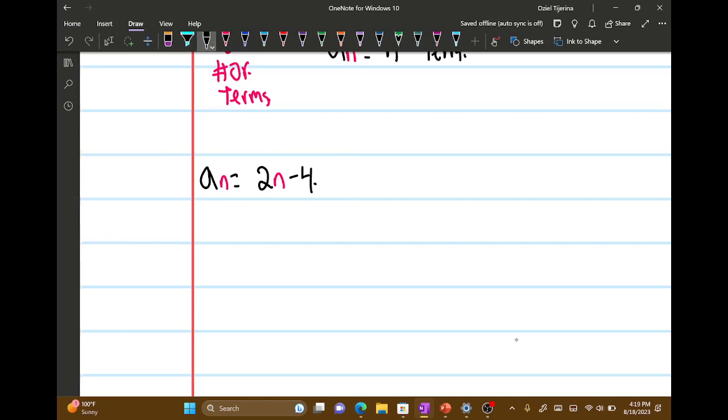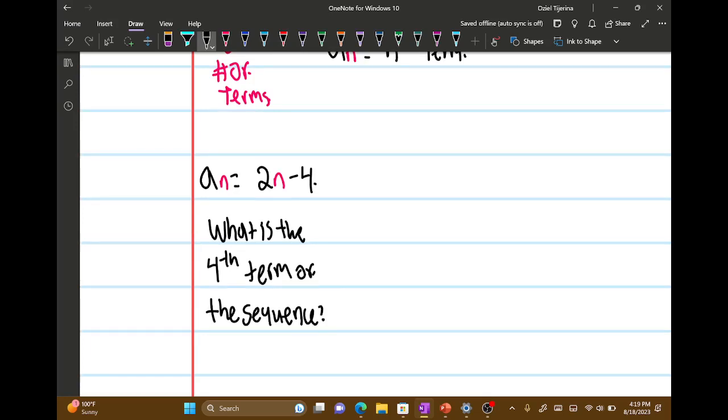But for example, let's say I want to find the fourth term. If it asks me what is the fourth term of the sequence, or of this arithmetic formula, I would say a sub 4 is equal to 2 times 4 minus 4, right? So then I would do my arithmetic here, 8 minus 4, which is 4.